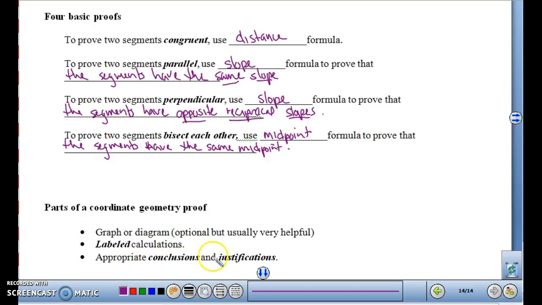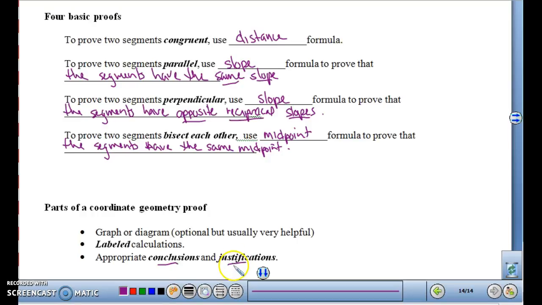And appropriate conclusions and justifications. You just can't find the distance between things and stop there. Why did you find the distance? Because the distances are equal, that means these two segments are congruent. Or these two lines are parallel because they have the same slope. These two segments are perpendicular because the slopes are opposite reciprocals. Or these two diagonals bisect each other because they have the same midpoint. You have to have appropriate conclusions and justifications. You can't just do the arithmetic and then not explain why you did it. So it's very, very important when you do coordinate geometry proofs to be complete.